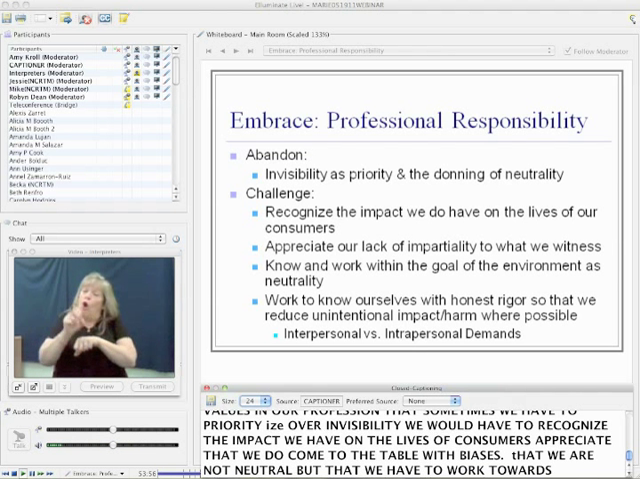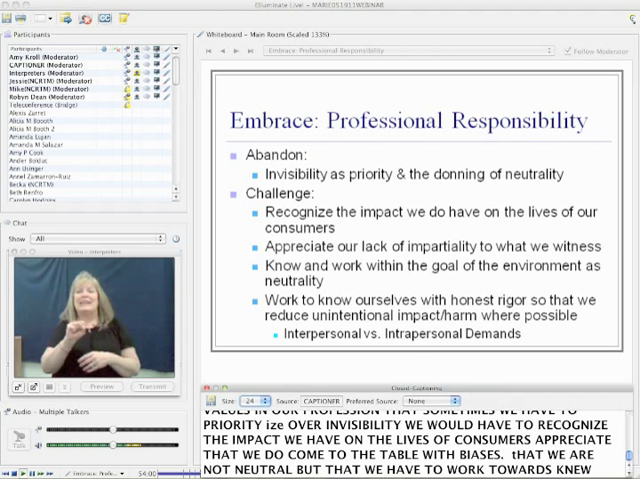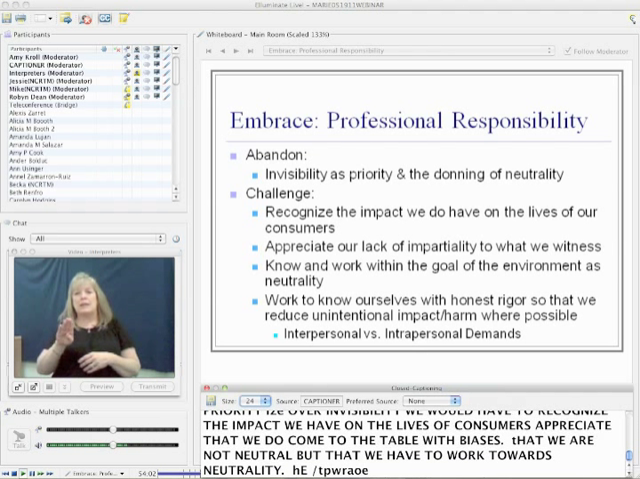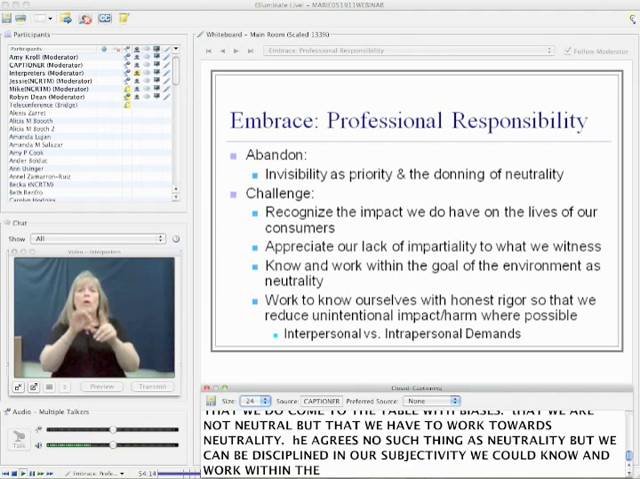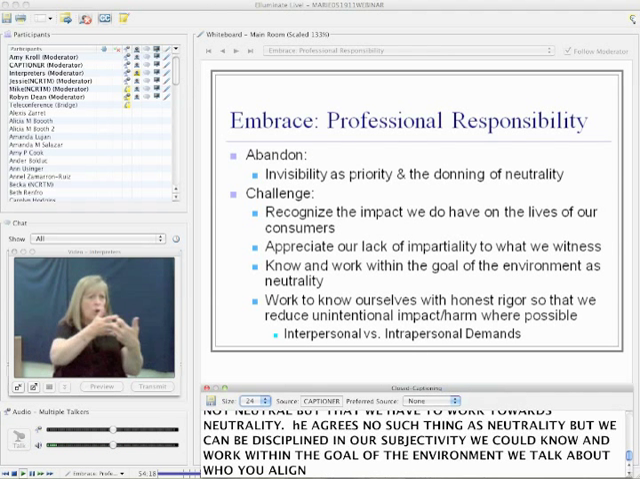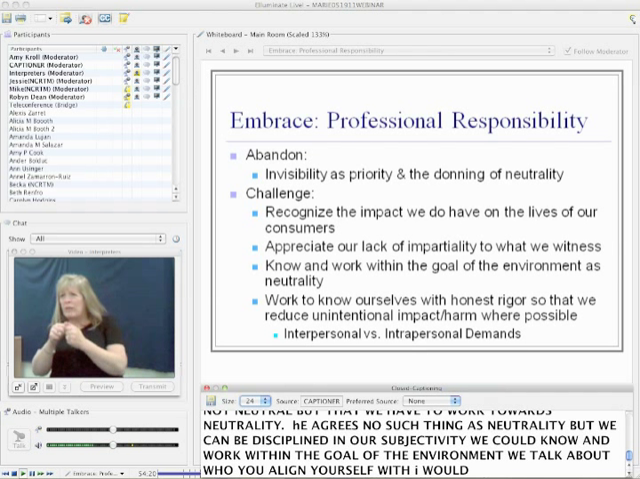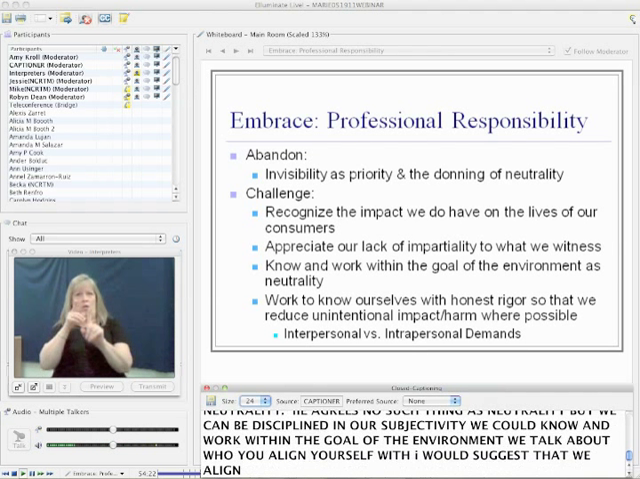Smith calls it disciplined subjectivity. He agrees that there's no such thing as objectivity, that there's no such thing as neutrality, but that we can be disciplined in our subjectivity. We could know and work within the goal of the environment as our neutrality. We talk about who do we align ourselves with. Do you align yourself with the deaf person? Do you align yourself with the hearing person? I would suggest that we align ourselves with the goal of the environment. That's the most neutral space.